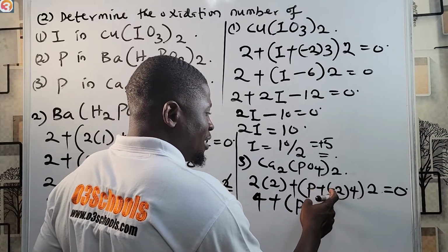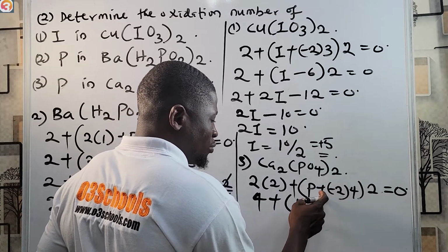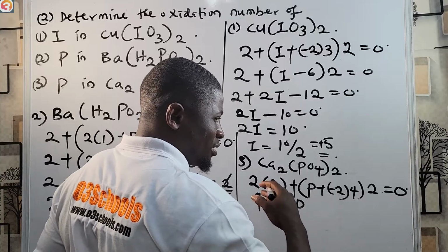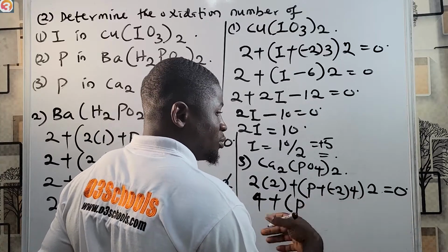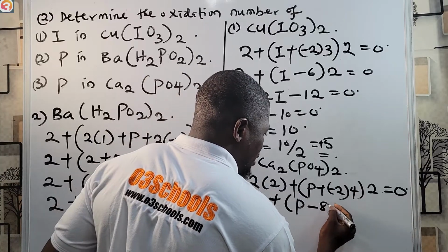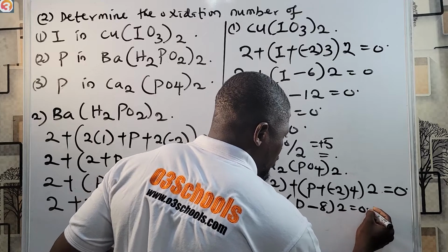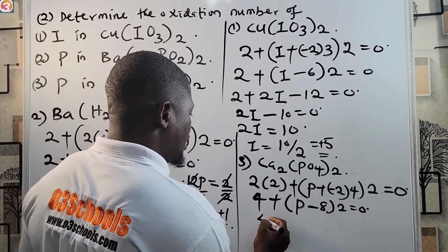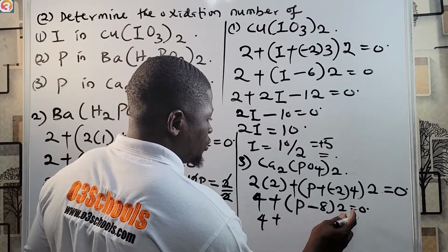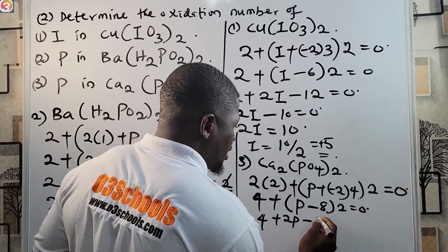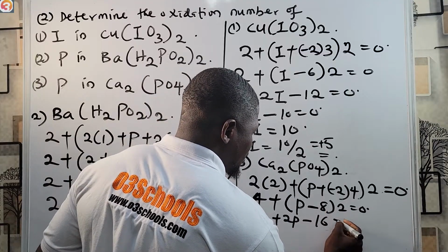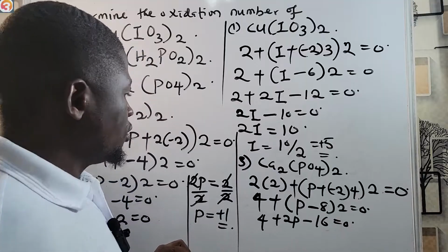All right. Because it's already minus 8, let's use this plus to multiply the minus so that we could just write minus 8 directly. Plus times minus is minus. So P minus 8. Then 2 is equal to 0. What we do is open this bracket so that 4 plus 2 times P is 2P minus 2 times 8 is 16, is equal to 0. All right. So what do we do?